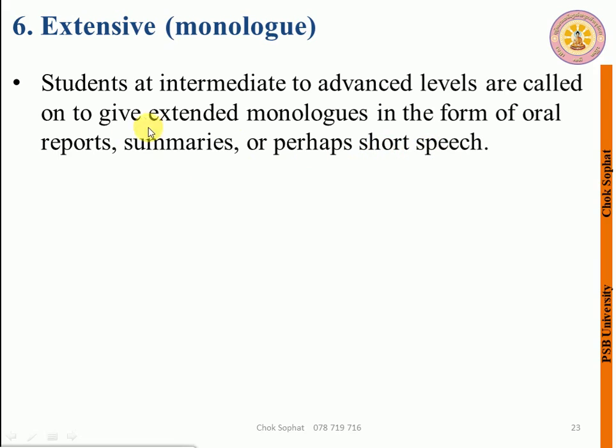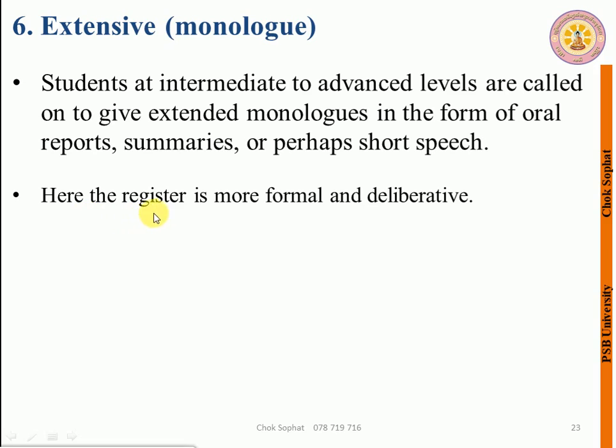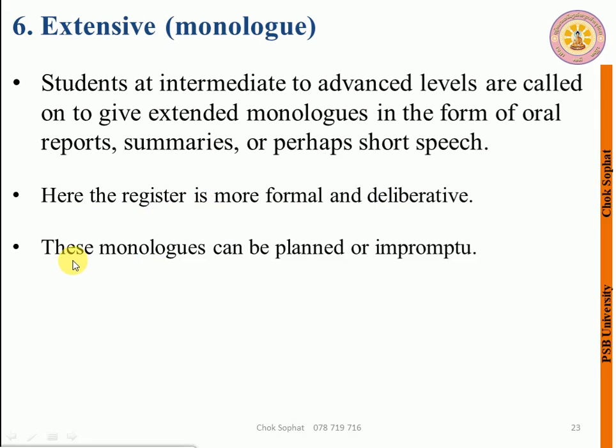So speech in the form of a report or summary is when we ask the student to report or summarize the lesson. Perhaps we can say a short speech that we call an extensive monologue. This is the kind of speaking performance in the class. Here the register is more formal and deliberative. This monologue can be planned or impromptu.